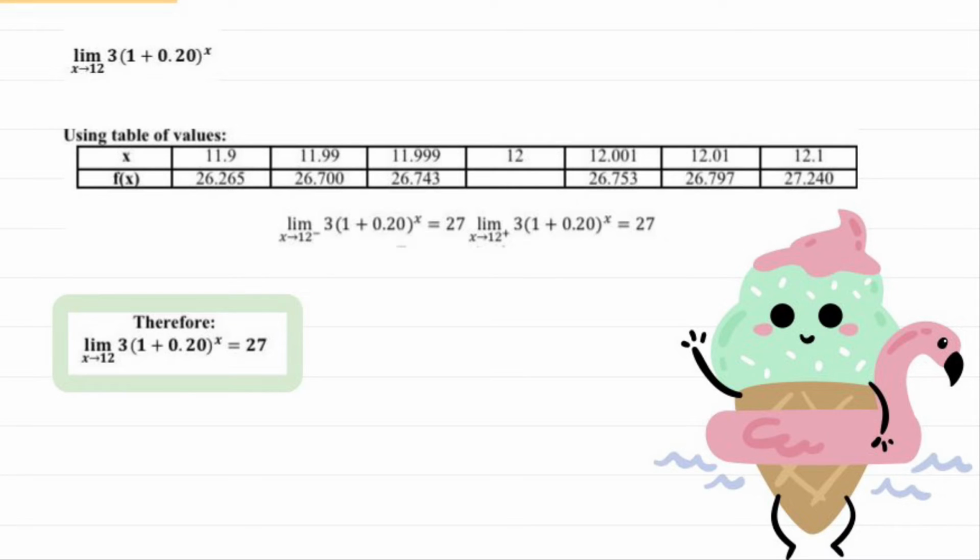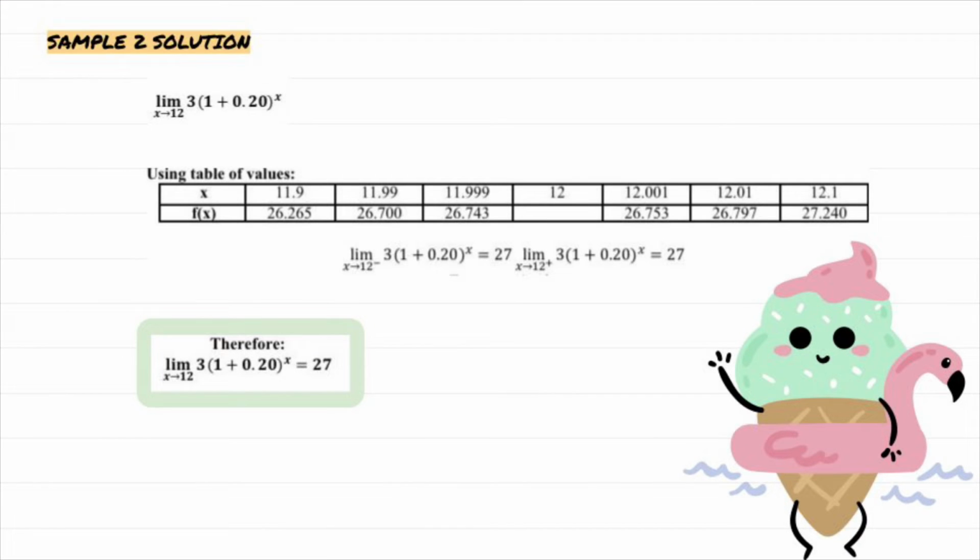In solving for sample 2, we simply follow the process we used in solving for sample 1. But this time, we have to replace the variable a in our formula for colony growth with 3, which is our starting number. So for sample 2, we are going to find the limit as x approaches 12 of the function 3 multiplied to the quantity of 1 plus 0.20 raised to the power of x.